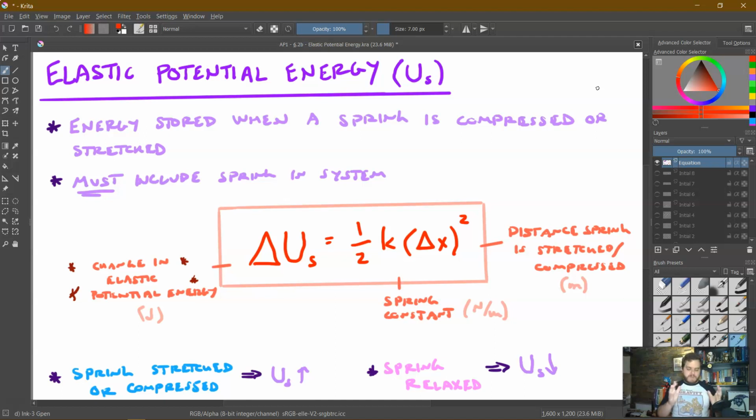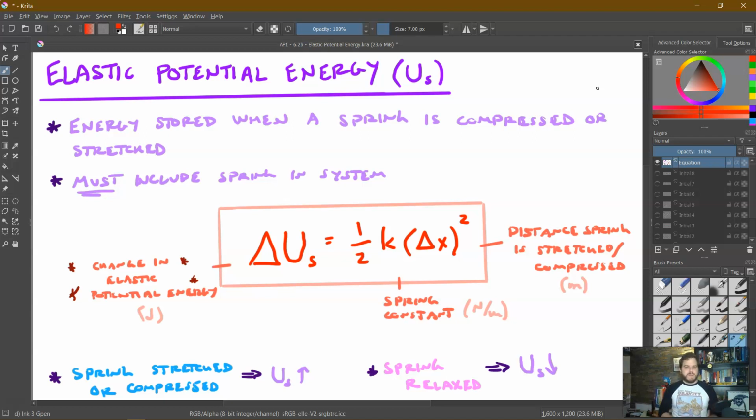Because if you compress it, we've stored energy in the spring, so we must include the spring in the system. We've stored it in the spring, so when we let go, potential for movement. If I stretch the spring and I let go, potential for movement. So we must include that spring in the system. So delta U_S, that change in elastic potential energy in joules, is equal to 1/2 k delta x squared, where k is a spring constant. Remember, that's in units of newtons per meter.